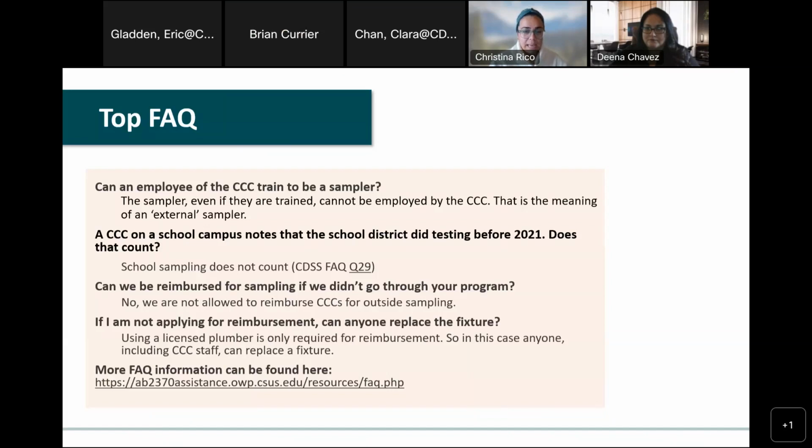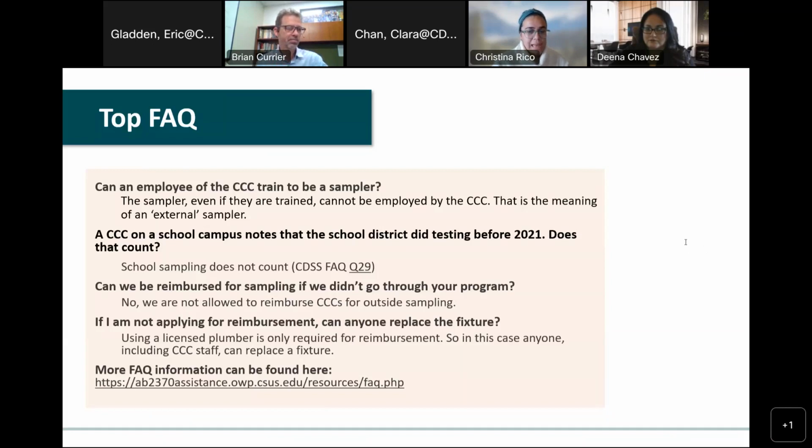For the second question, a center is asking that they're on a school campus and note that the school's district did lead testing before 2021. Does that count? For this answer, it's unfortunately no. School testing used a different and less sensitive sampling protocol, and that's not sufficient for the protection of the younger children served in our centers. So you must stay in compliance with the written directives and follow the testing protocol outlined there.